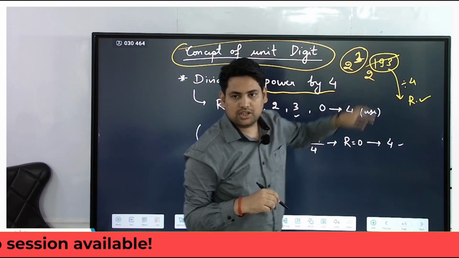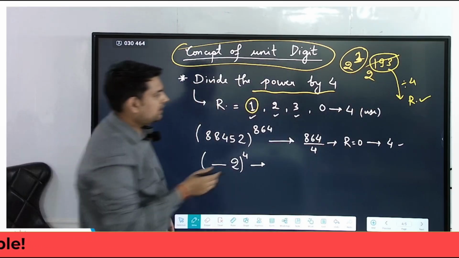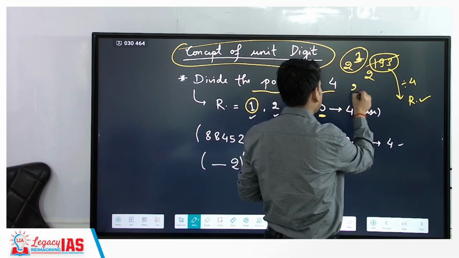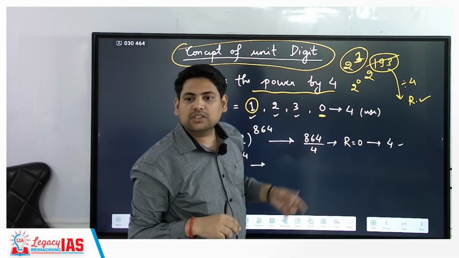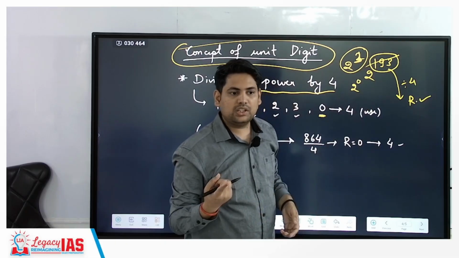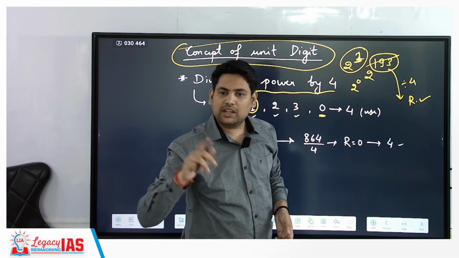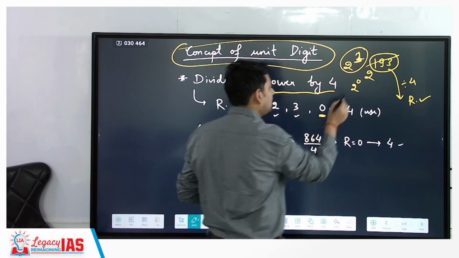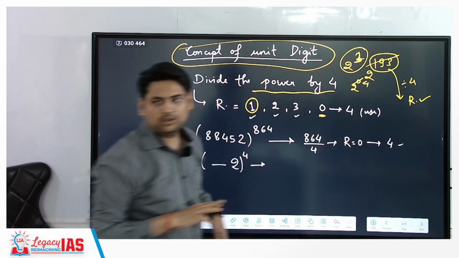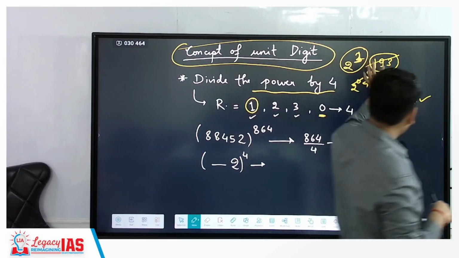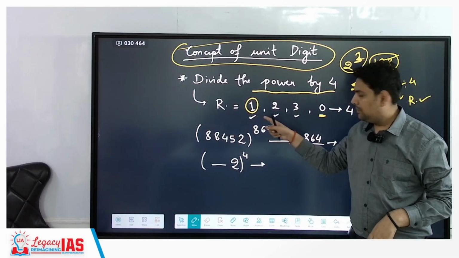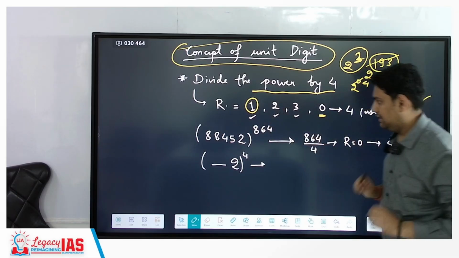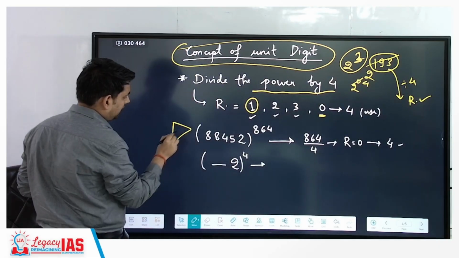But if you get remainder as 0, you cannot put 0 here. You cannot write it like 2 power 0. Why? Because any number's power 0 will lead us to 1, while we know 2's any power would be a multiple of 2, so it can't have 1 as the last digit. So instead of 0, what you put? You put 4. That is it. Took the power, divided it by 4, found the remainder. If remainder is 1, 2 or 3, you put it as it is. If it is 0, you put 4 instead. That's it. Now, let's do this example.